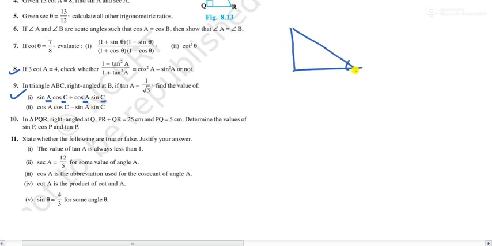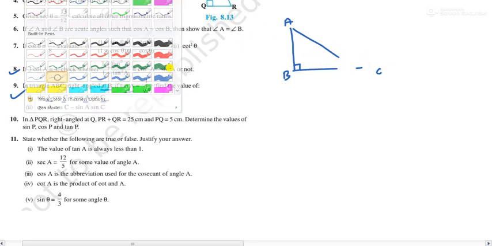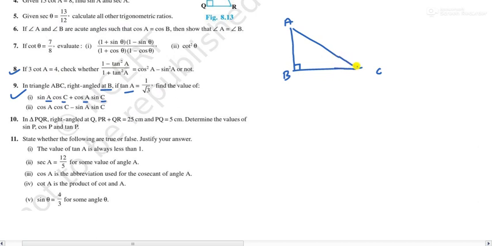Just write the figure. We'll take our ABC. A, B, C. Because they have given right angled at B. Now, if you see here, they have given tan A. So I will take angle at A first. Okay, it's easy. Just assumption A. So if this is A, this is O, this is A, this is H. O A H. You know that, right?